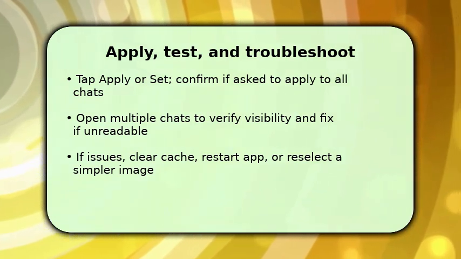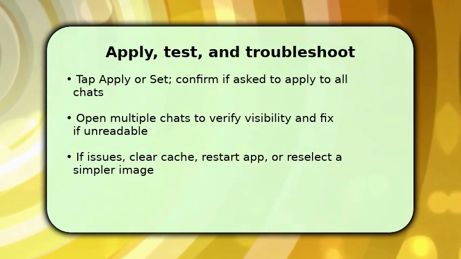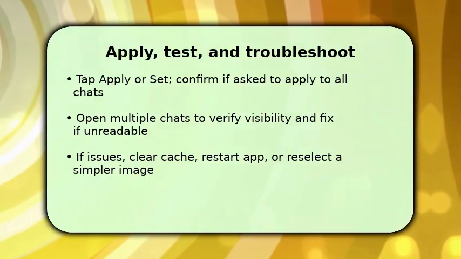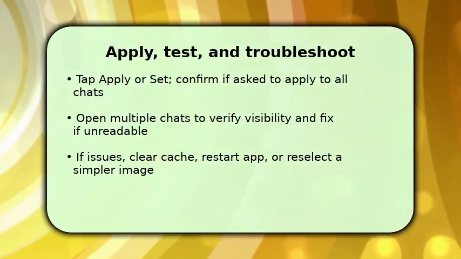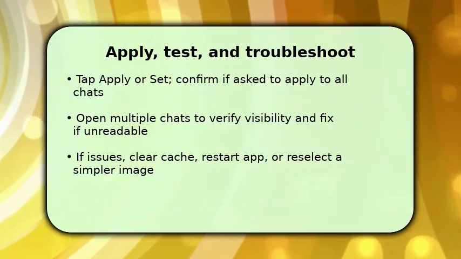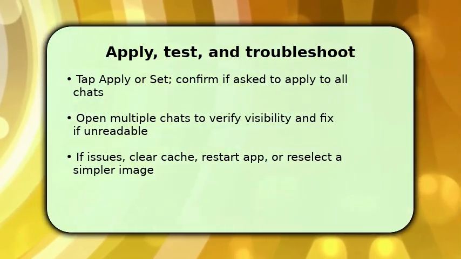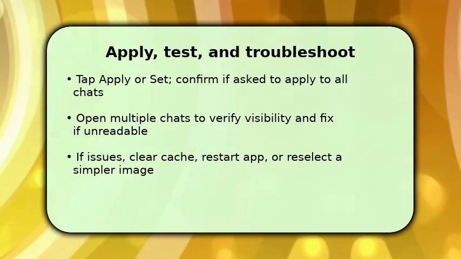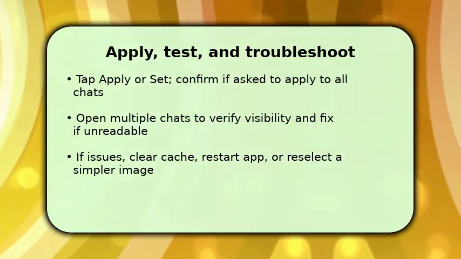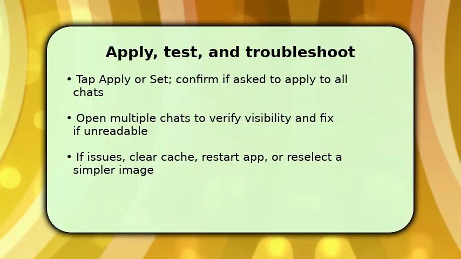or all chats. Once applied, scroll through the conversation and open other chats to confirm readability and consistent appearance. If text or icons are hard to read, return to the wallpaper picker and reduce intensity, change crop, or choose a plainer image. If the change doesn't stick, clear Telegram cache, restart the app, and retry.